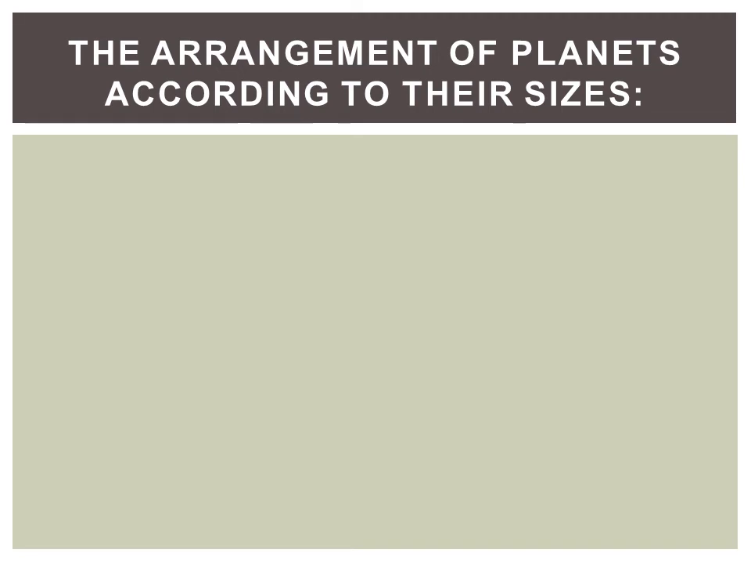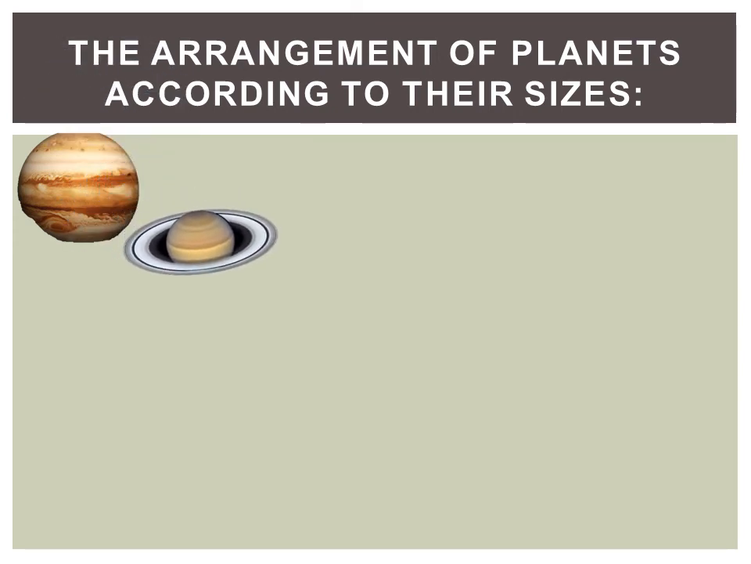Now we're going to talk about the arrangement of the planets according to their size. Which is the biggest planet? What do you think? Jupiter. The biggest planet is Jupiter. Can you tell me what comes after Jupiter? Guess, try to think. Saturn. Saturn is the second biggest one. Third and fourth are Uranus and Neptune.